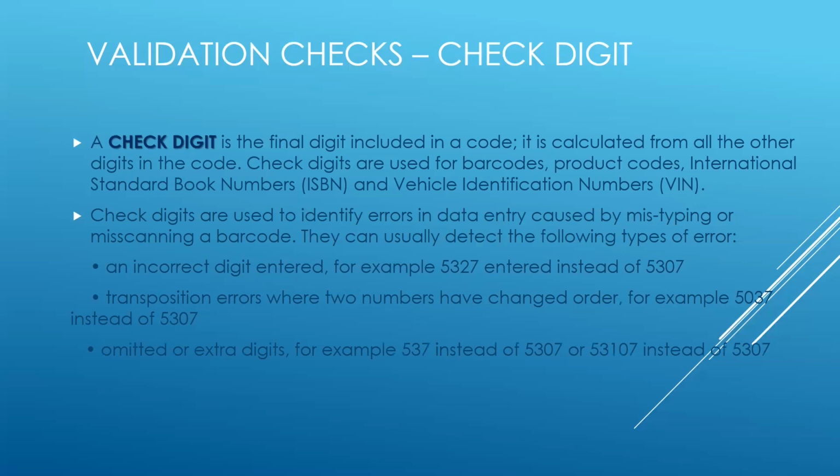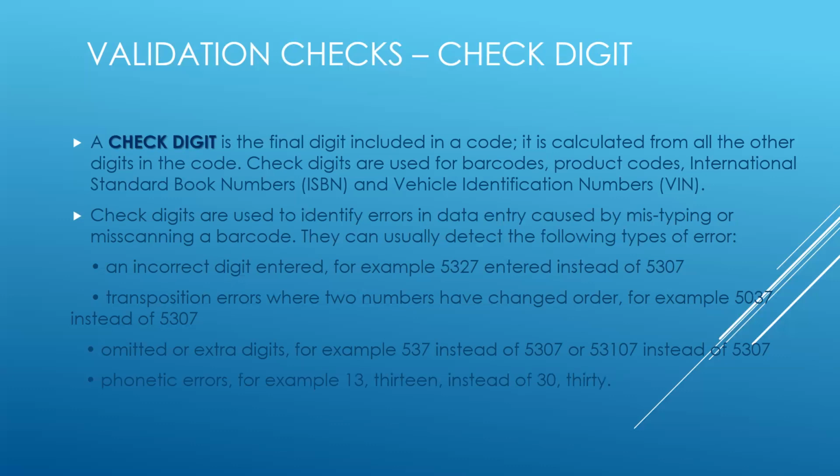Omitted, for example, 537 instead of 5307. We have missed a number. So then this kind of error will be detected. And secondly, an extra digit is being added. For example, I entered 53107 instead of 5307. So again, either a digit is omitted or an extra digit is being added. In both situations, the validation check digit will be able to detect the error.